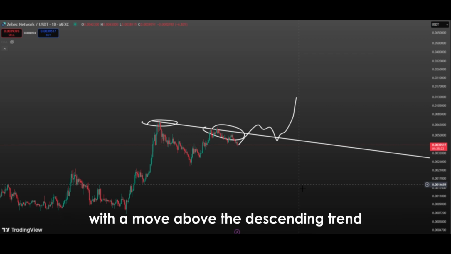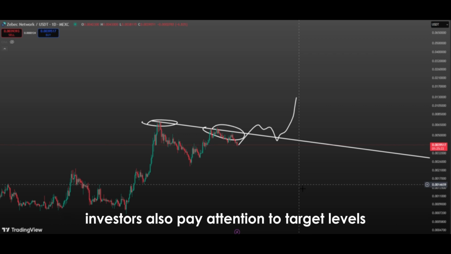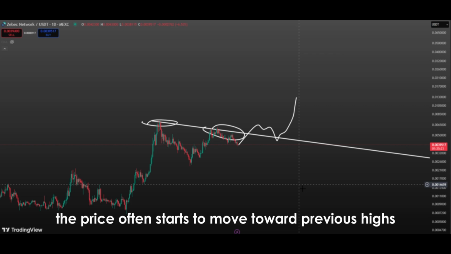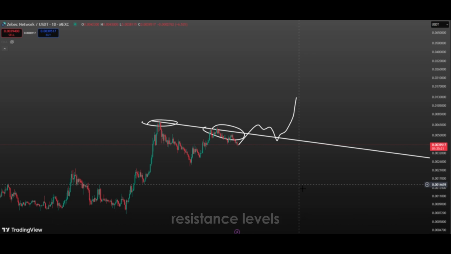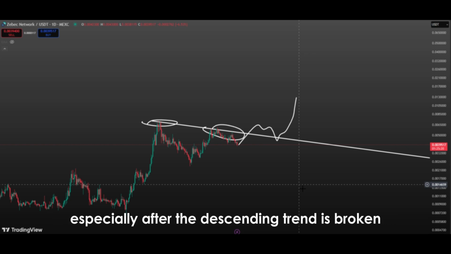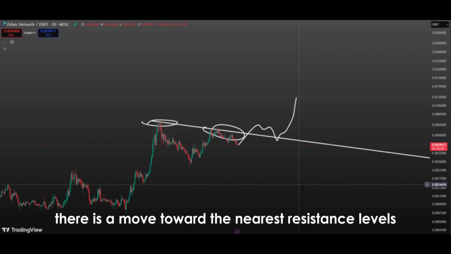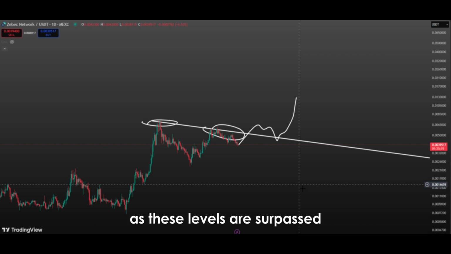With a move above the descending trend, investors also pay attention to target levels. The price often starts to move toward previous highs, because this allows the price to move toward higher resistance levels. Especially after the descending trend is broken, initially there is a move toward the nearest resistance levels. As these levels are surpassed, investor confidence grows even further, opening the way for larger rallies.